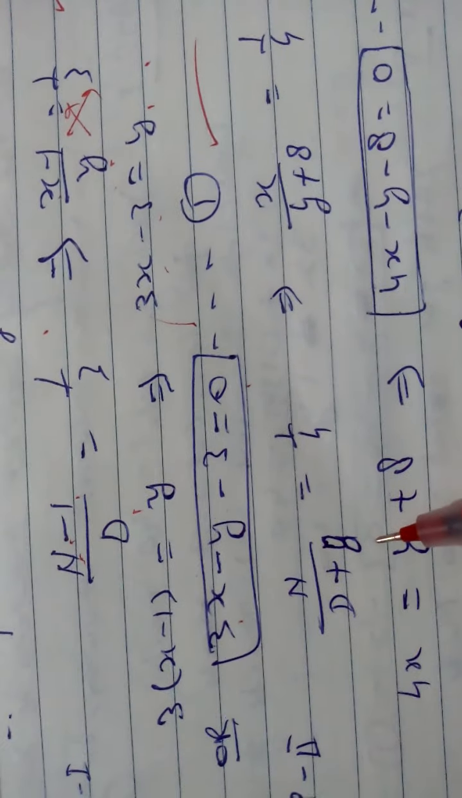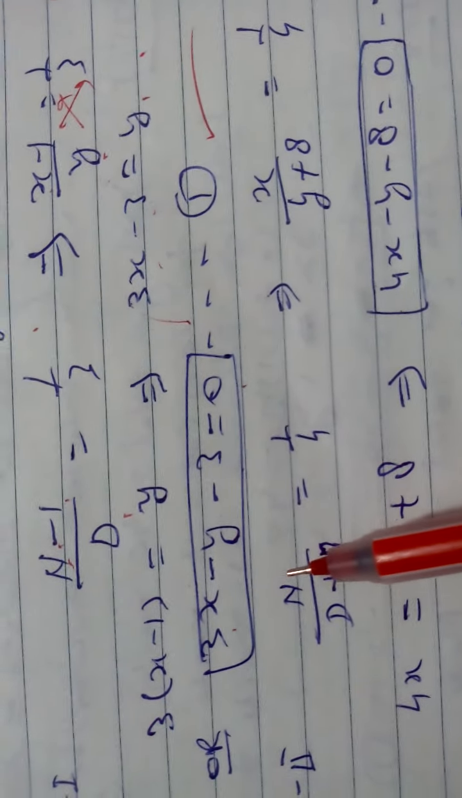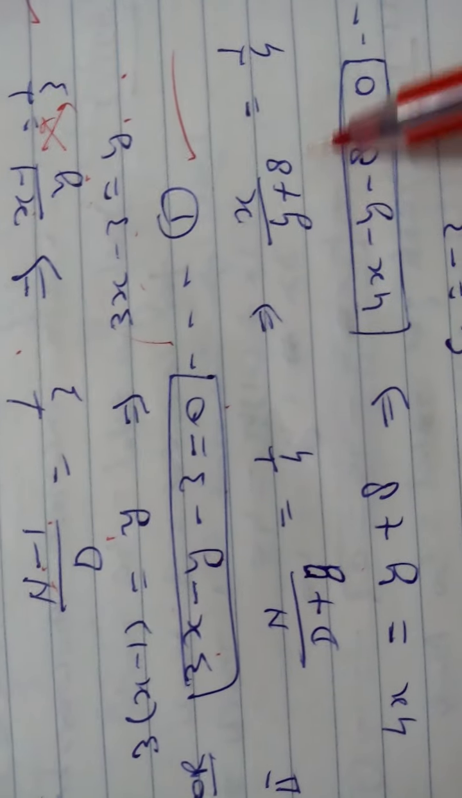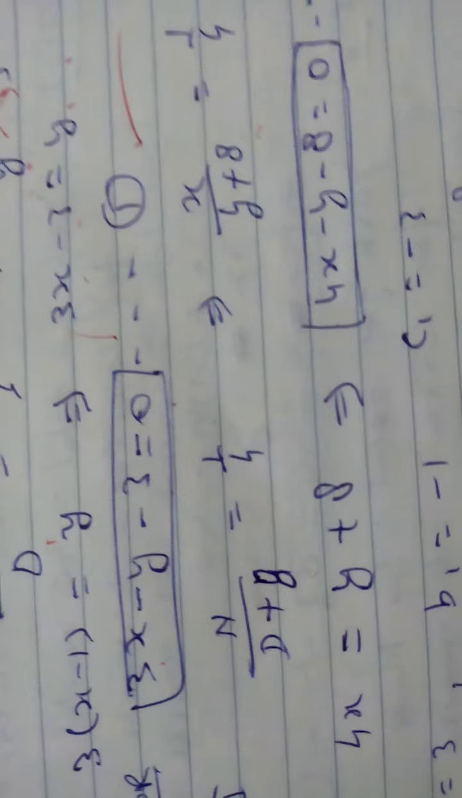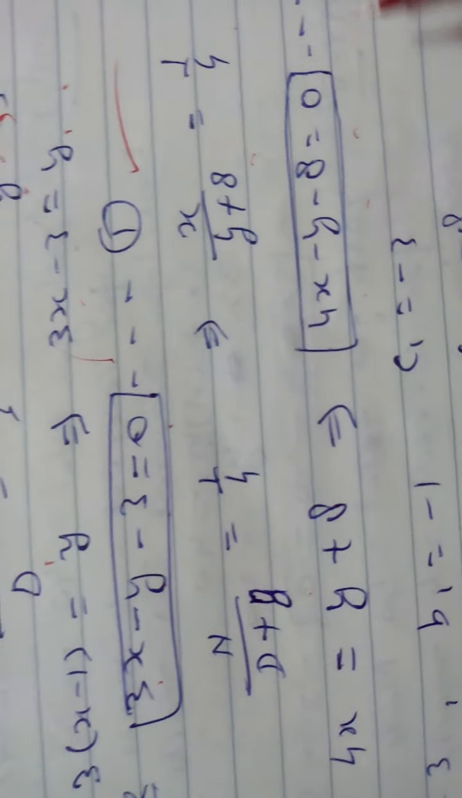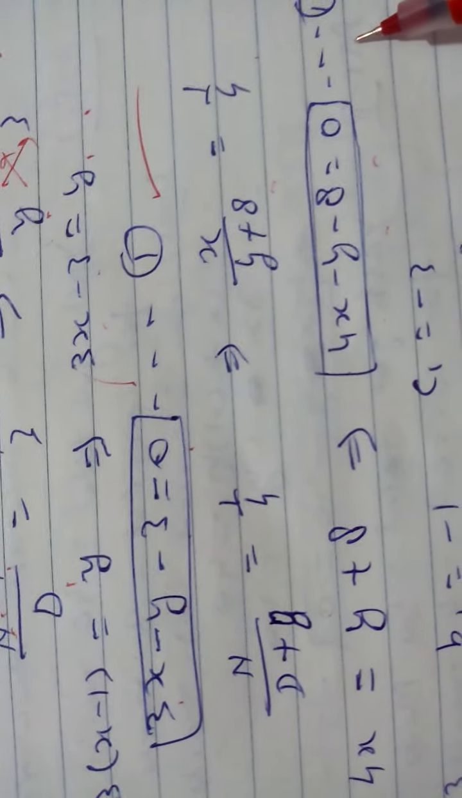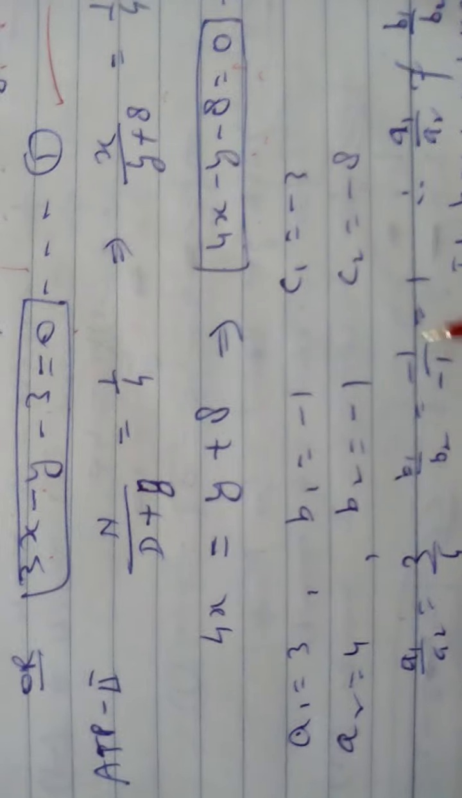Second condition: denominator increases by 8, numerator has no change. Then your answer is x upon y plus 8 equal to 1 by 4. Again cross multiply. You are getting 4x minus y minus 8 equal to 0. Here A1, B1, C1. Here A2, B2, C2.